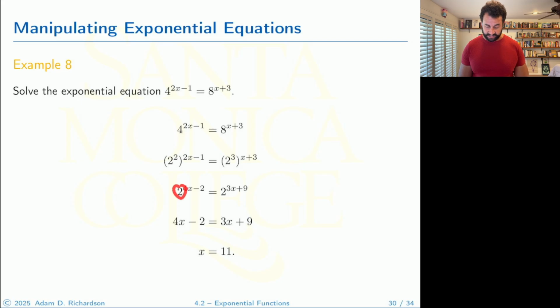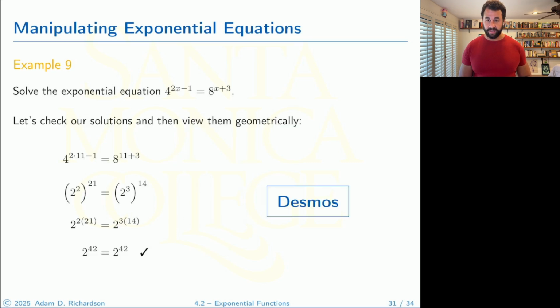Now the bases are the same, 2 and 2, we can drop the base. And then we've got just the exponents equal to each other. Good old linear equation. We know how to solve it. Move things around, isolate x, and you get x is equal to 11. All right. Now let's check and then let's look at a picture of it again.